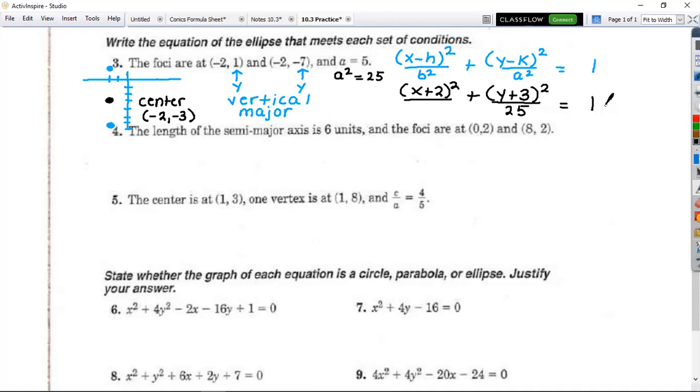All right, we got one more thing to find. I need the b value. To find the b value, I'm going to utilize the c value. The c value is the distance from my center to my focus right here. So this is c. And in this case, that is just represented by 4 units. So I'm going to do c squared is equal to a squared minus b squared.